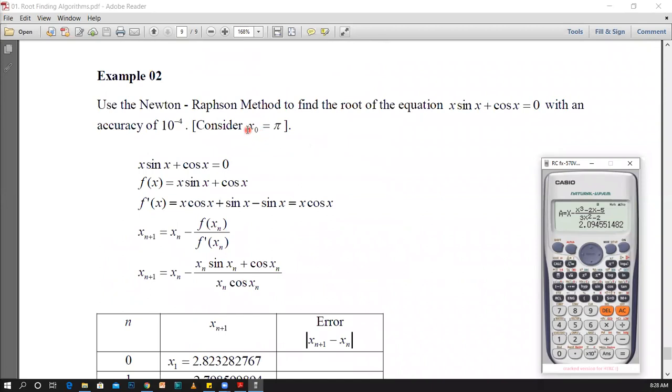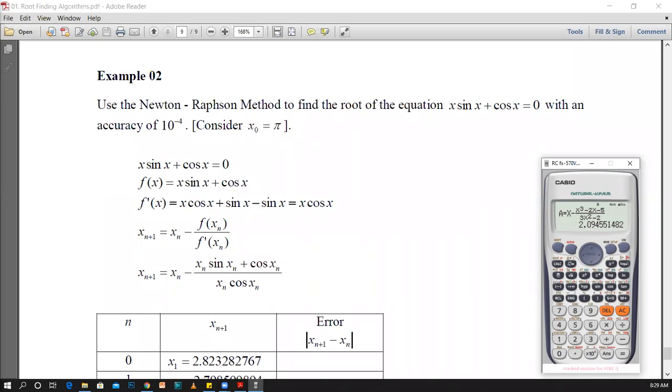This is related to radian measures. Here they ask us to fine-tune the answers using the Newton-Raphson method for the equation x times sin x plus cosine x equals 0 with an accuracy of 10 to the power minus 4. And they are giving us the initial root. They are asking us to set this x naught, the initial root, equal to 1.